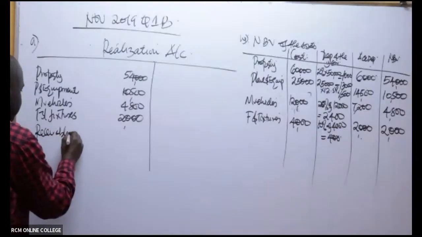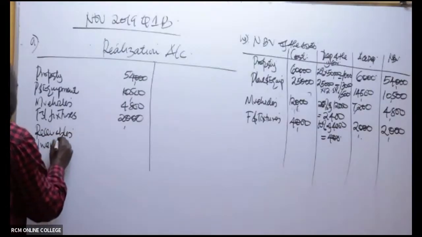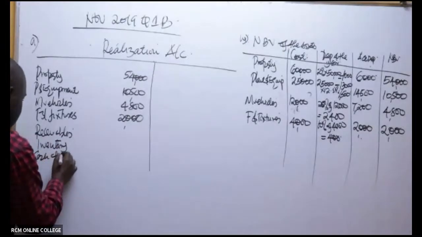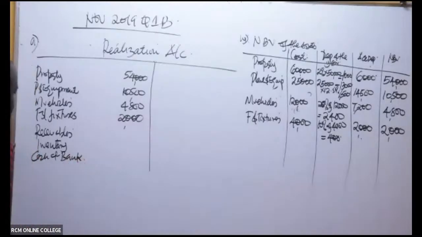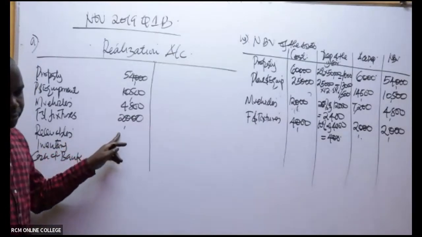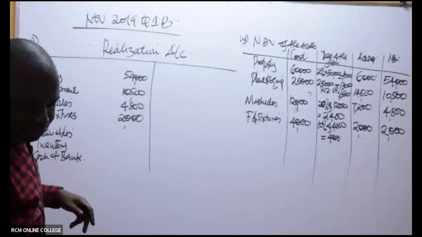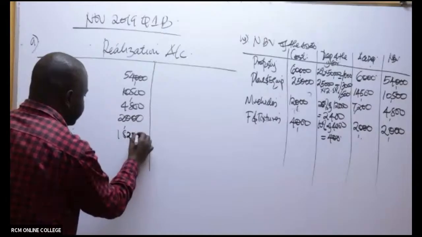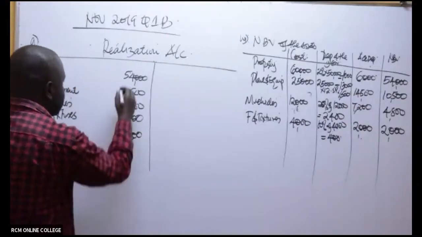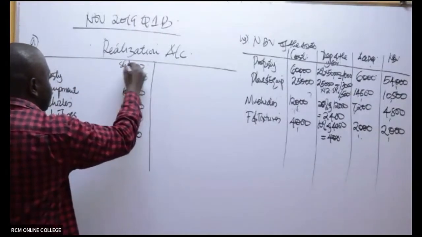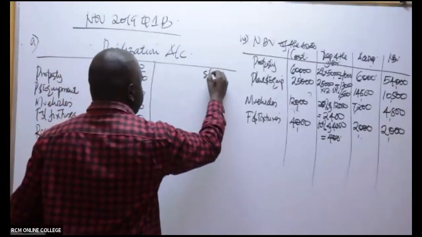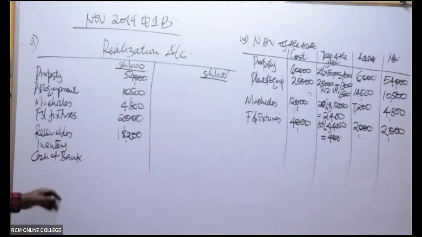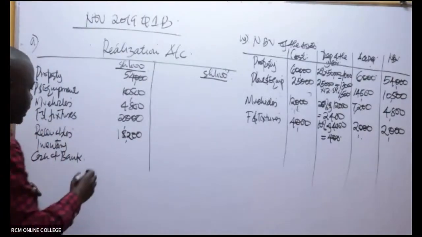The other assets: receivables, inventory, and the cash at bank. The receivables, as you can see in the question, amount to 18.2 million. Our figures are actually in thousands, so take note of that. They're in shillings of thousands. Inventory is 25,300,000.